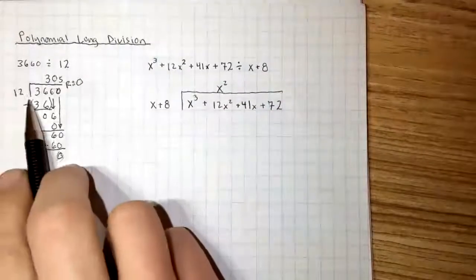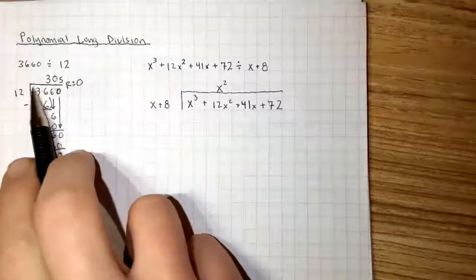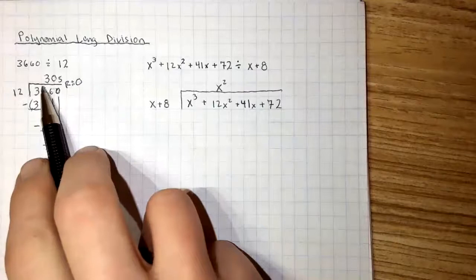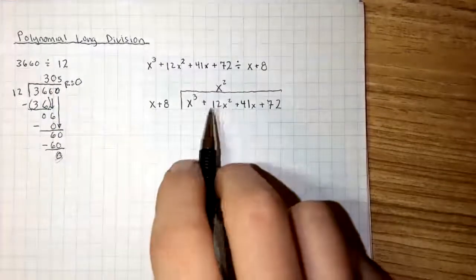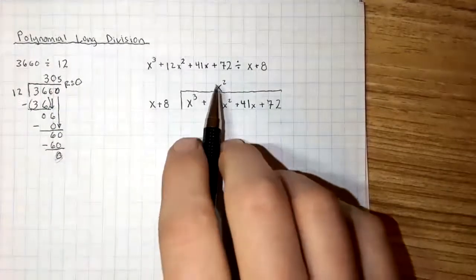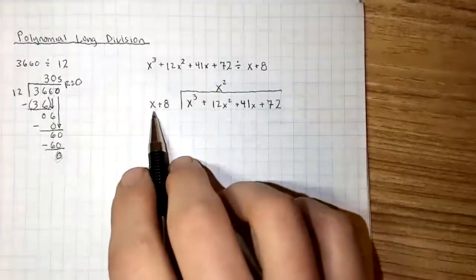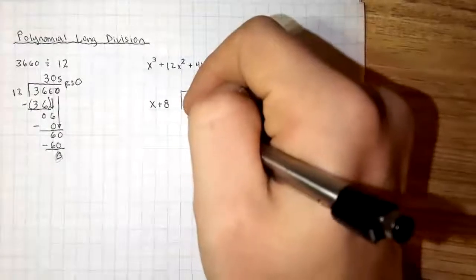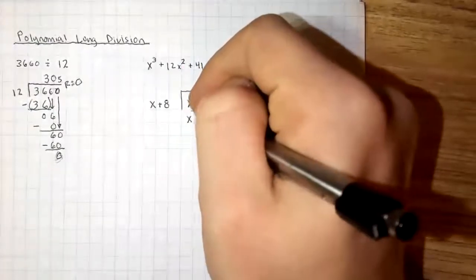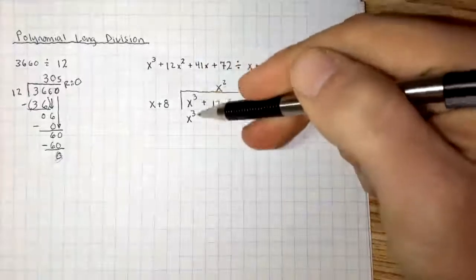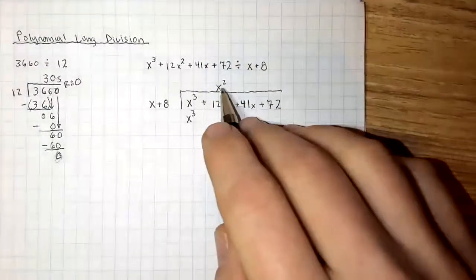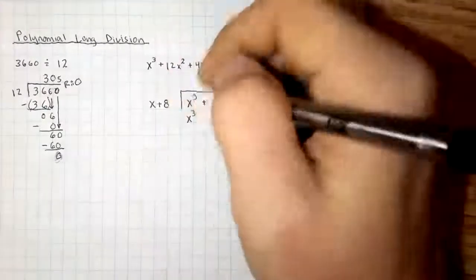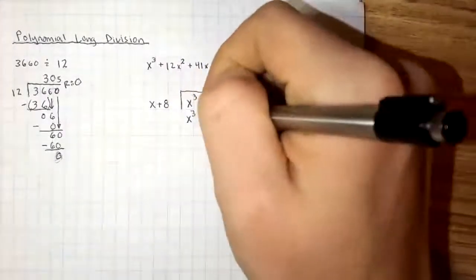So just like we did with long division here, 12 goes into 36 3 times. Now we're going to do 3 times 12 for 36, or over here, that would be x squared times x. Now x squared times x is x cubed, so I will put that underneath x cubed. Again, I'm trying to line these exponents up. And then we're also going to multiply by 8. x squared times 8 is 8x squared.